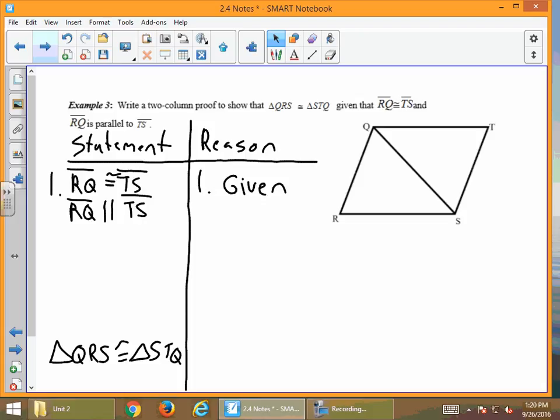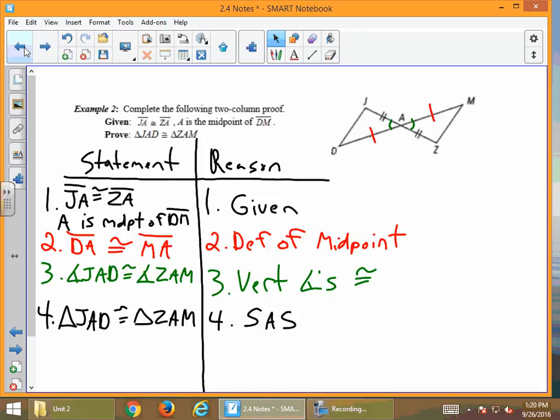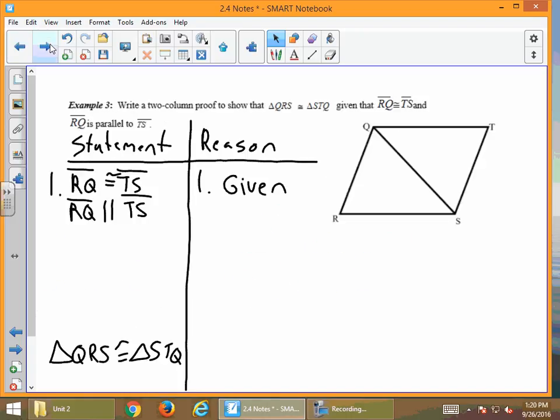Now let's go through that process again of what we do. All right, I want to make sure that all the information I was given is marked. RQ, is anything marked in my diagram right now? Nope. Nothing's marked. No arcs, no tick marks, no nothing. So we have to mark this. Over here, we were given initially J, A, and Z. Those were marked. We had to mark the other thing. So we have to mark everything we see here. RQ is congruent to TS. Awesome. I'll mark that. RQ, TS. They're congruent to one another.